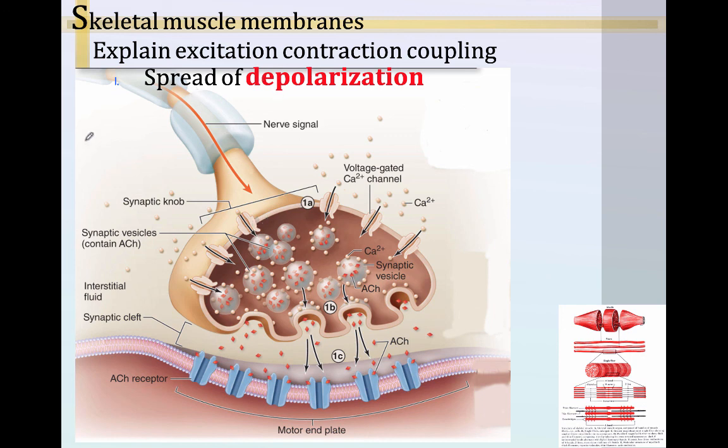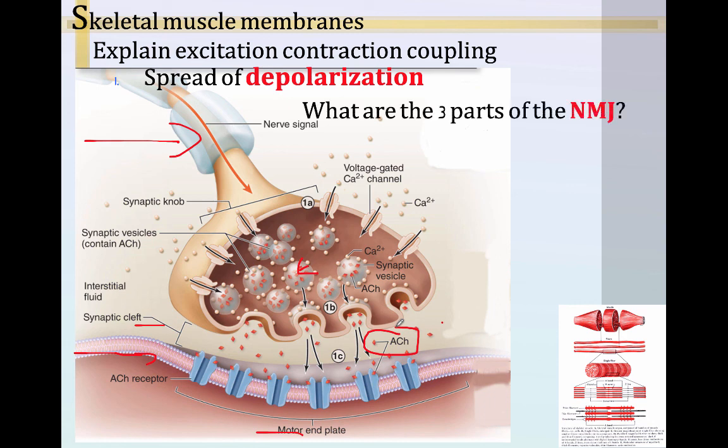Here we can see the alpha motor neuron. Okay, and here is the synaptic knob with all of those synaptic vesicles in here. Here's the cleft. And here is the specialized sarcolemma, which is the motor end plate. And so there you can see the receptors for the neurotransmitter, which for a muscle is always, always, always acetylcholine. And so there you can see that.